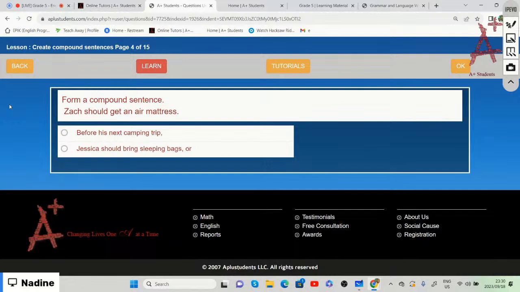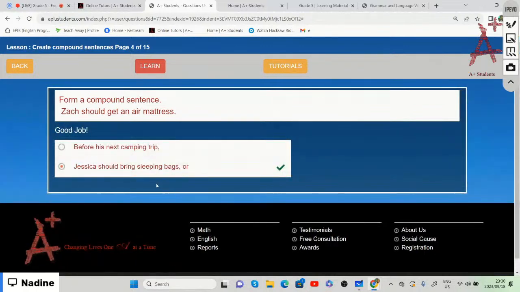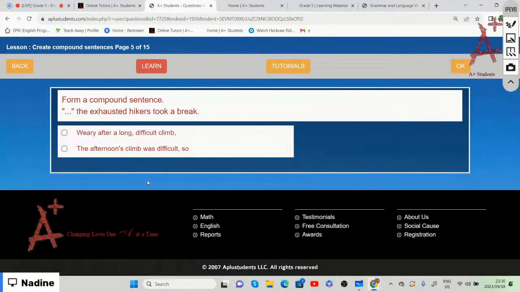All right, so if we choose the correct one, remember we said with compound sentences, we need to look at the coordinating conjunctions that join these two sentences. And we will use the second one. Jessica should bring sleeping bags, or Zach should get an air mattress. All right, so which means that the second option is correct. The second option.